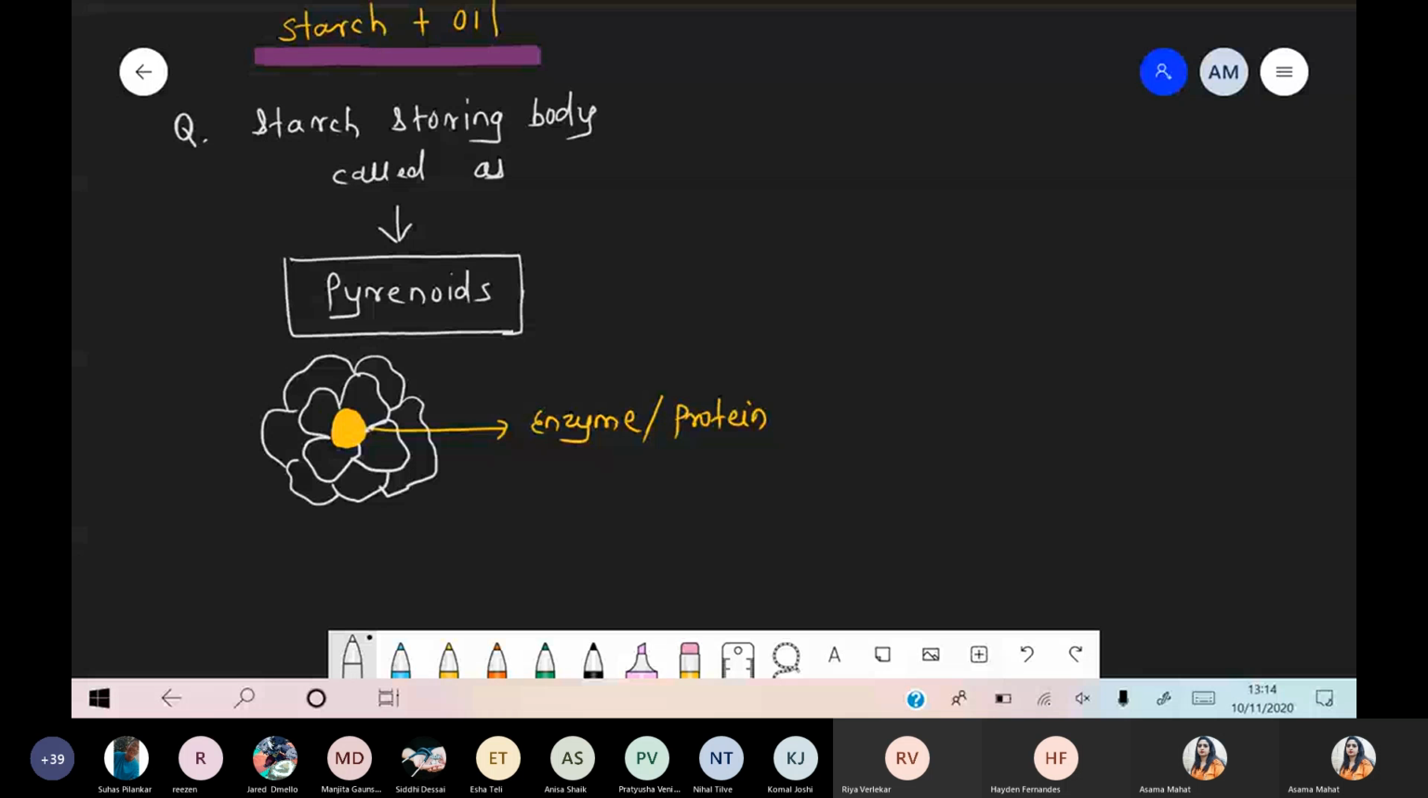So what is this color? These are the starch which is present toward the outer side. So sometimes there is some critical question. If a hard level question is made, fourth level, very hard question, that question arises from pyrenoid.